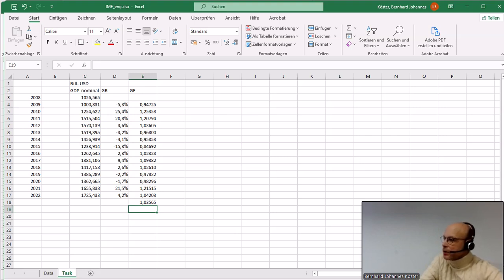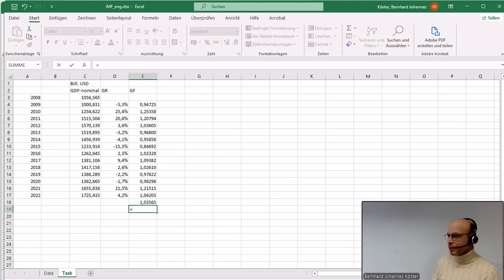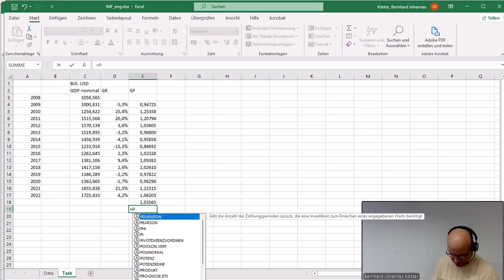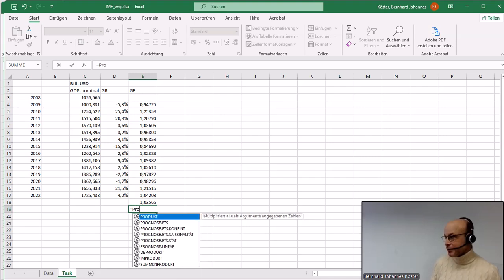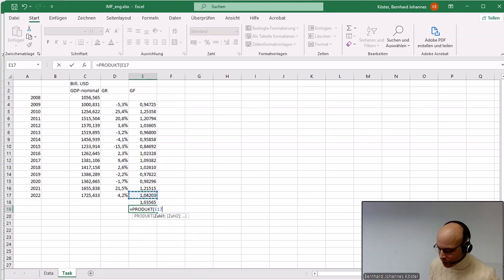Okay, but I also know this is just the geometric average of these numbers, so I can also calculate it directly. I have to multiply all these numbers. This means I have to take the product. And for this, I also have a function which is called product. Product of all these numbers.